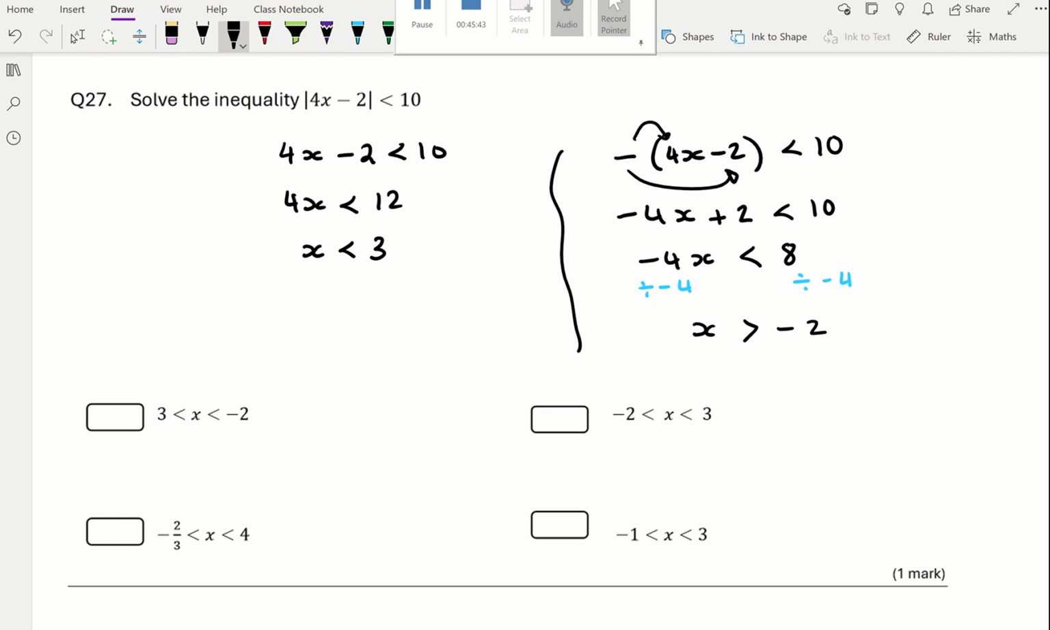So x is smaller than 3 and x is bigger than negative 2, which is this one. We can combine them.